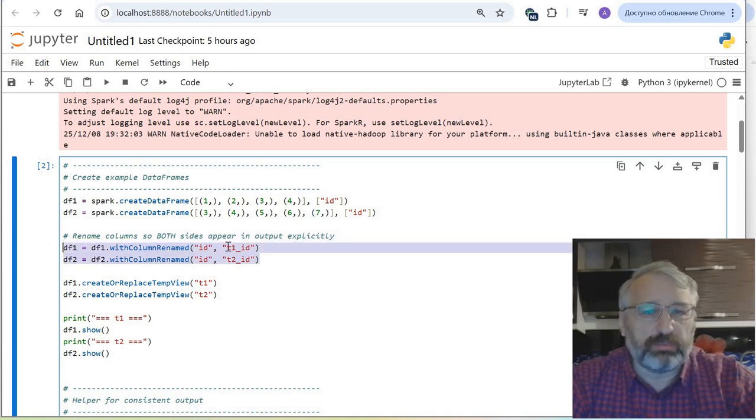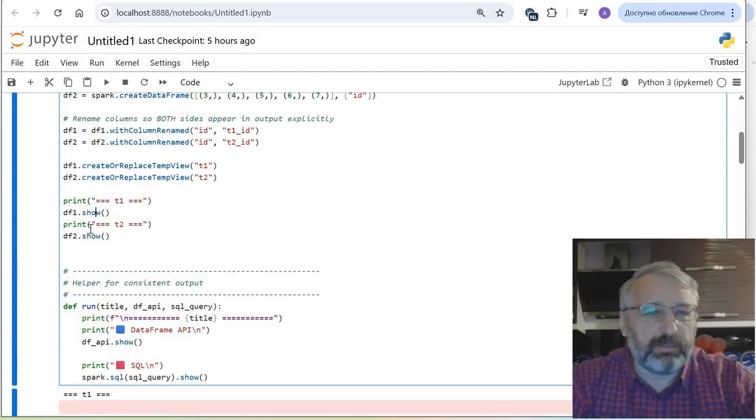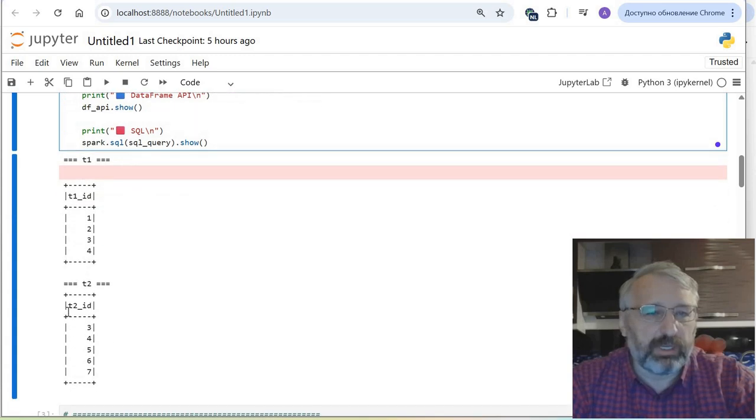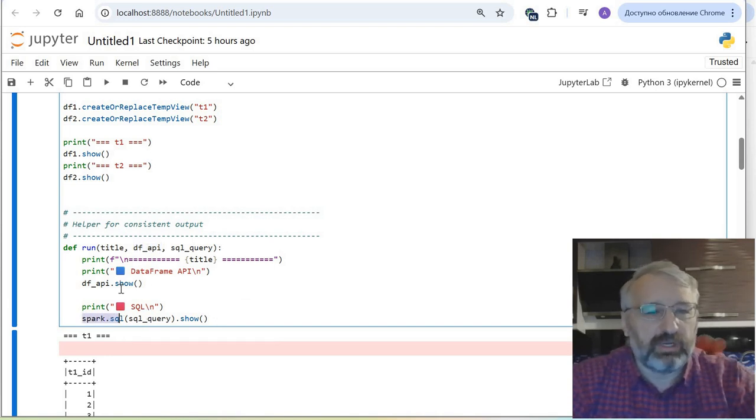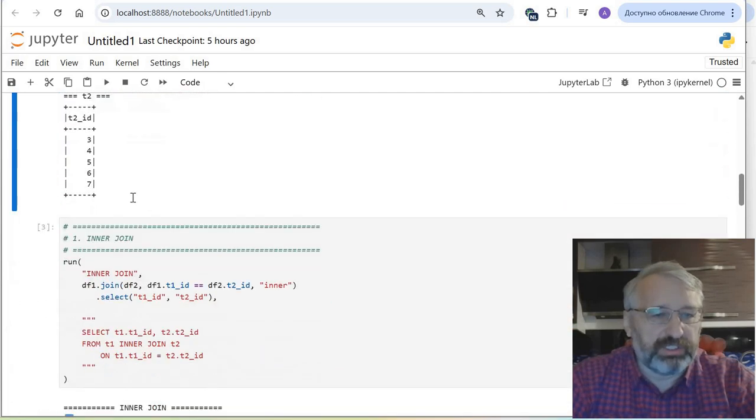The columns IDs are renamed to T1 ID and T2 ID, and views are created. So we have temp views T1 and T2, and here they are printed. This is T1 ID 1, 2, 3, 4, and this is T2 ID 3, 4, 5, 6, 7. This is the helper function, which is going to run one query written in the DataFrame API and another query written in Spark SQL. I'm going to show you what it is.